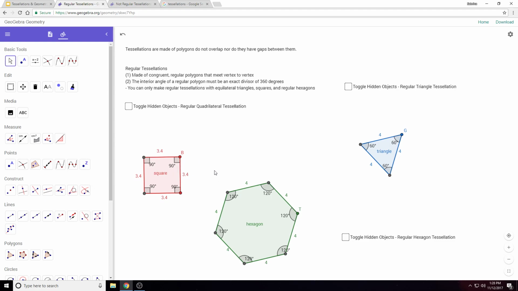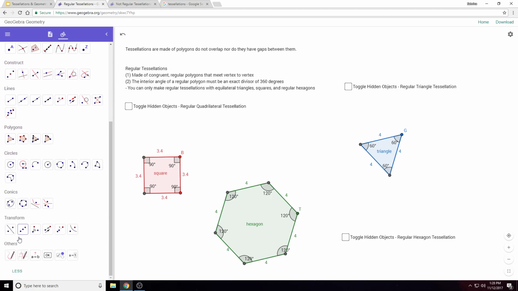Now, I said that there were three ways to make tessellating patterns. So let's talk about those now. So if I go down to GeoGebra's transform tool, let's begin with a reflection. So I can start creating a tessellating pattern by reflecting our first square over any of the line segments displayed here. So I can reflect it over this line segment, and it will create a congruent square to our first one.